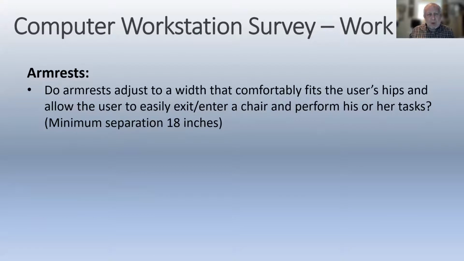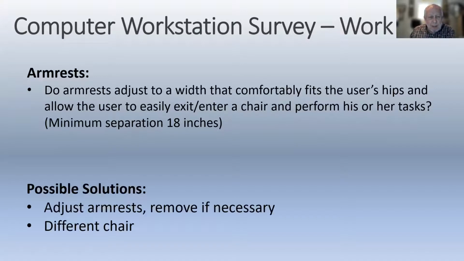The armrest adjusts to a width that comfortably fits the user's hips and allows the user to easily enter and exit a chair and perform his or her tasks. Minimum separation, 18 inches. Never saw one that was a problem like this, but I guess it could be. Possible solution: adjust armrests, remove them if necessary, or get a different chair.